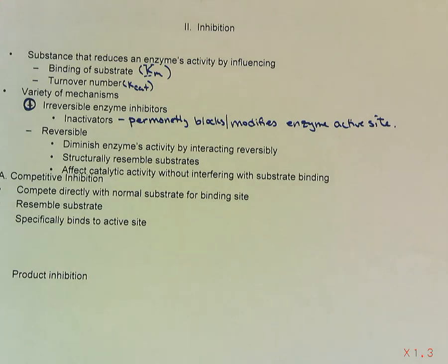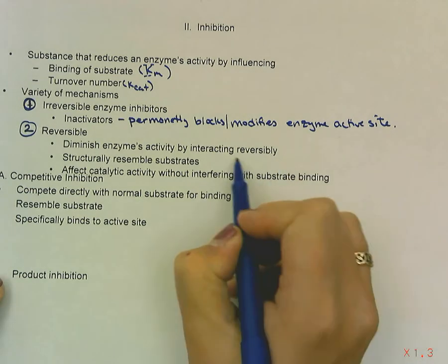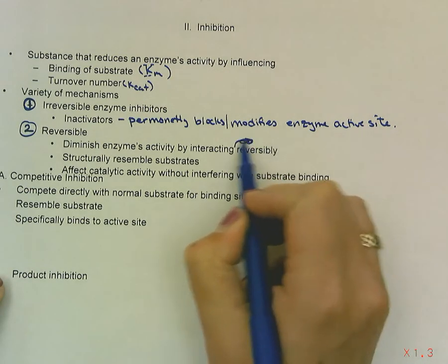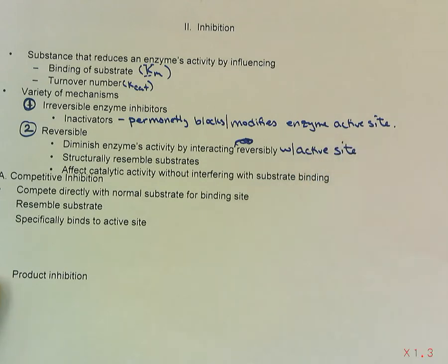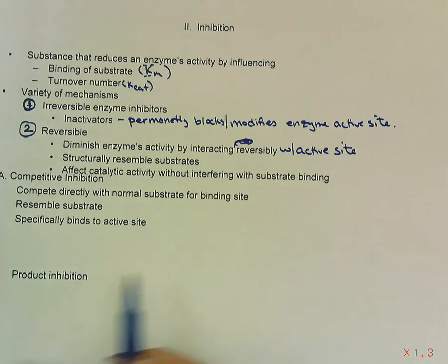Good, okay. The other big category is going to be reversible. A reversible inhibitor diminishes the enzyme activity by interacting with the active site in a reversible manner. So it doesn't permanently bind to the active site or modify the active site. Often, reversible inhibitors structurally resemble substrates.